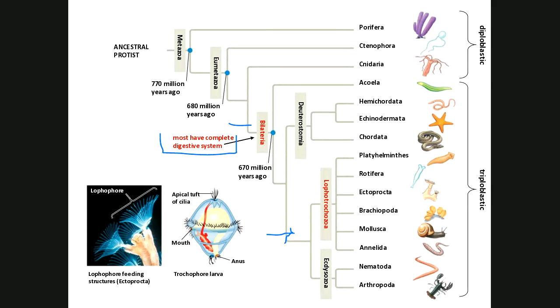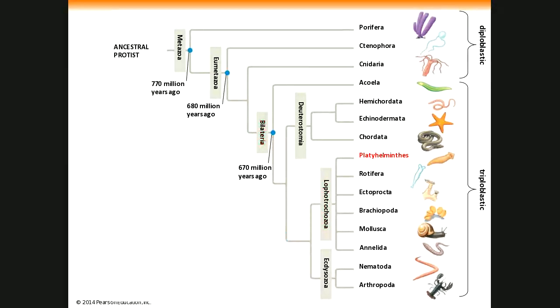The lophophore feeding structure, or not larval forms, but they either have the lophophore feeding structure or the trochophore larvae. That's what unites them together. So let's go into them first. I think the first one we're going to look at is the flatworms right here.